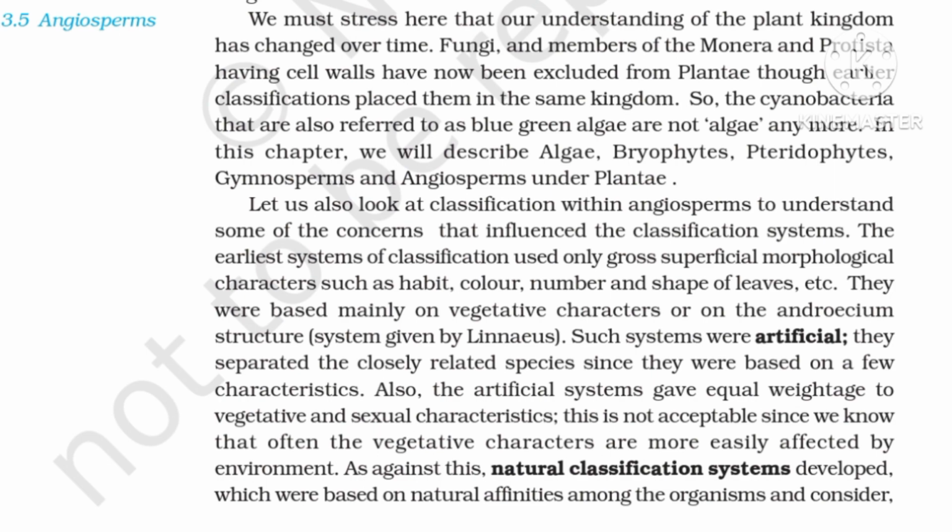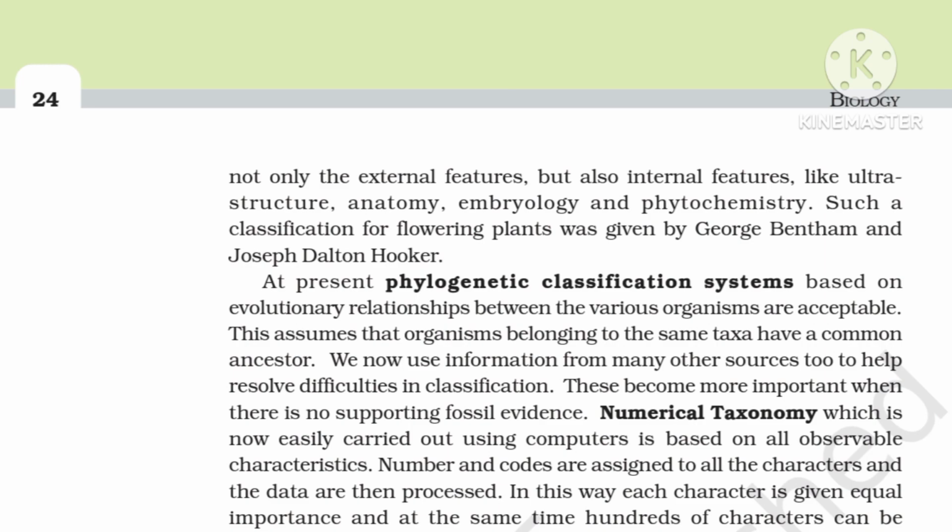As against this, natural classification systems developed, which were based on natural affinities among the organisms and considered not only the external features but also internal features like ultrastructure, anatomy, embryology and phytochemistry. Such a classification for flowering plants was given by George Bentham and Joseph Dalton Hooker. At present, phylogenetic classification systems based on evolutionary relationships between the various organisms are acceptable. This assumes that organisms belonging to the same taxa have a common ancestor.